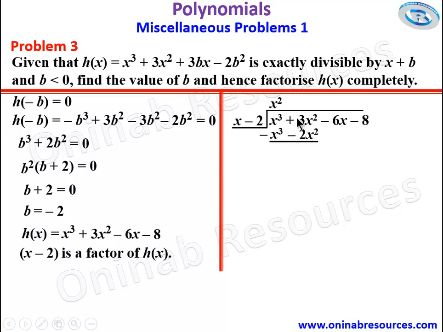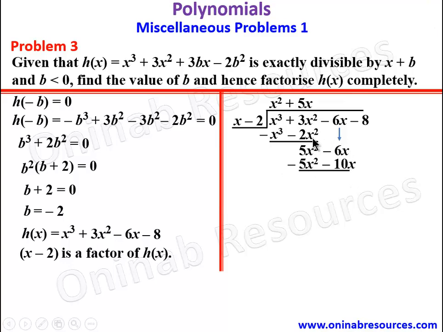We subtract. So our subtraction, we are going to have 5x squared. We then bring down the minus 6x. So 5x squared divided by x gives plus 5x. Now 5x times x gives 5x squared. Then 5x times negative 2 gives negative 10x. We then subtract.